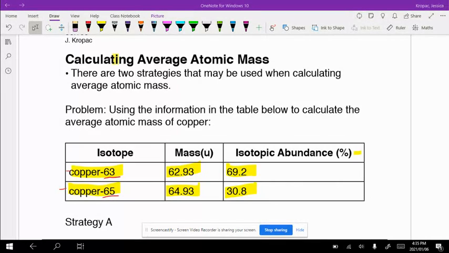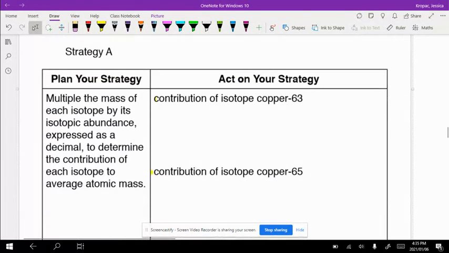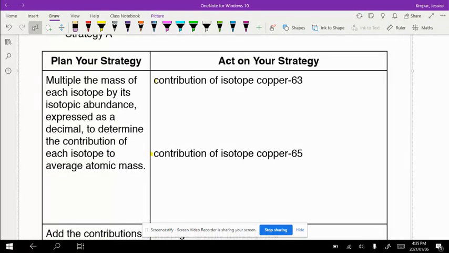All right, so let's take a look at strategy A. Strategy A is going to break this into two parts. It's going to break it into the contribution for copper 63 and the contribution for copper 65. So essentially, the first thing that we have to do is take the mass and multiply the mass by the percent abundance.